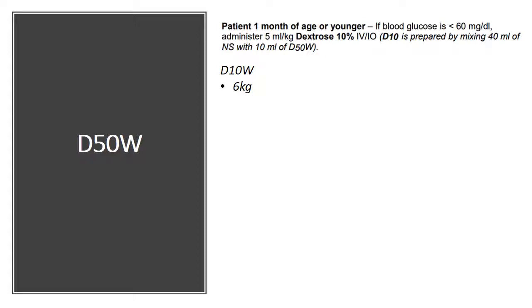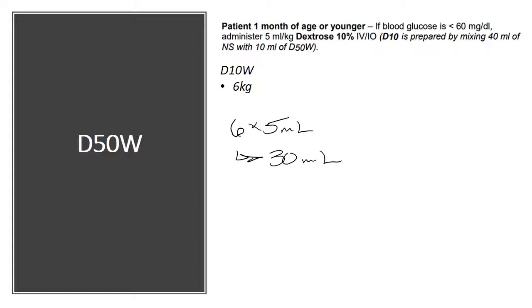Okay, so let's do a scenario here. Say you've got a kid that is 2 weeks old and weighs 6 kilos. How much D10 is that kid going to get? So basically, you're just going to take your 6 kilos times that 5 mLs. It's going to give you 30 milliliters that you're going to inject in them.